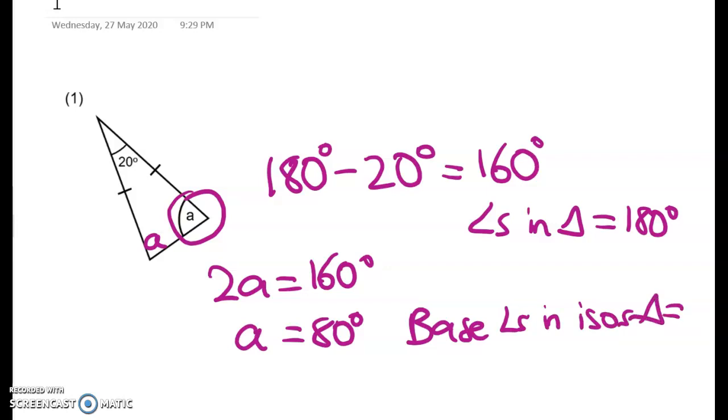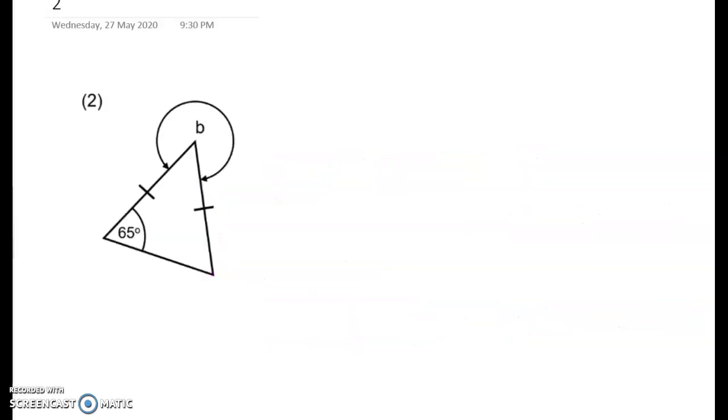Okay, on to question 2. They're going to get a little bit harder than this. So here we've got another isosceles triangle, and this angle B here is a reflex angle. We're going to be using the rule that angles at a point add up to 360 degrees. So first of all here, I'm going to give this missing angle a label. I'm going to call that C.